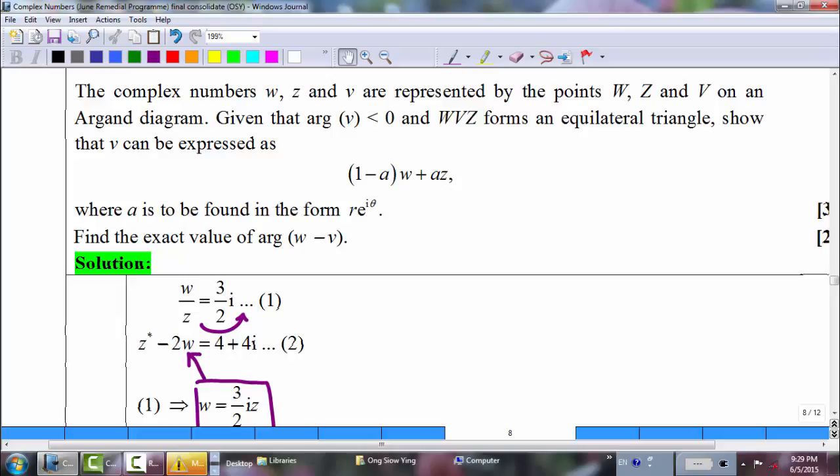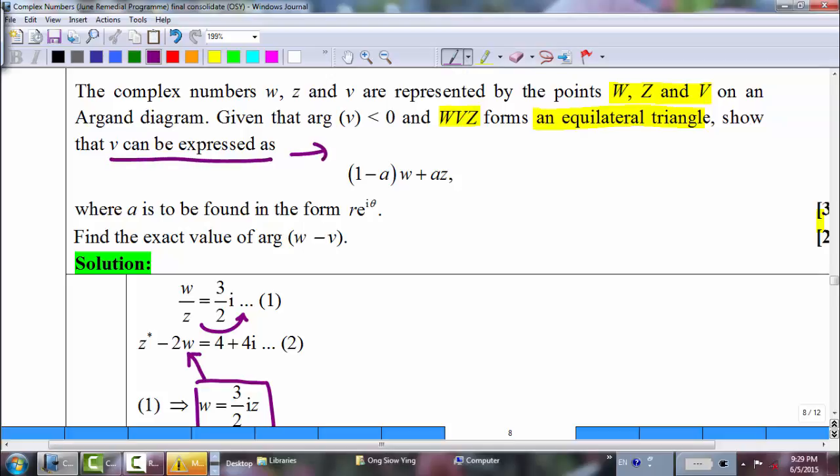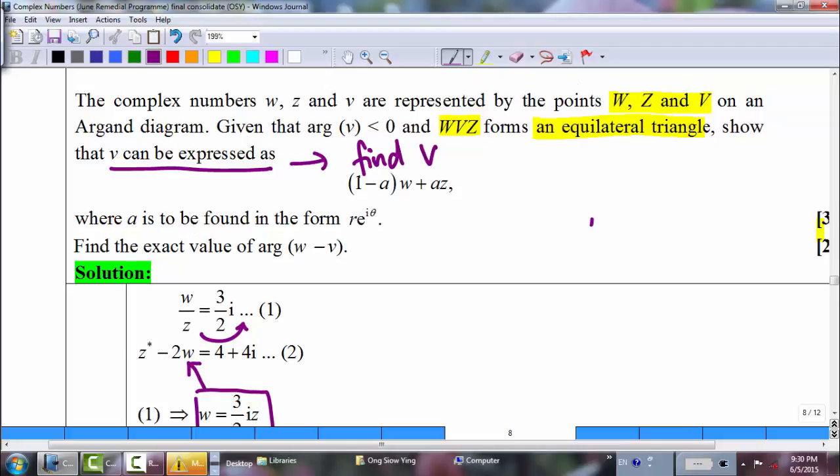But what else did they tell you? They say this w, z and v form an equilateral triangle on the Argand diagram, and this is WVZ. You are supposed to find v. When they ask you to show v can be expressed in this form, in other words, what they're asking you is to find v. How are you going to find v when you know your WVZ is an equilateral triangle? Okay, let's try to draw the diagram.